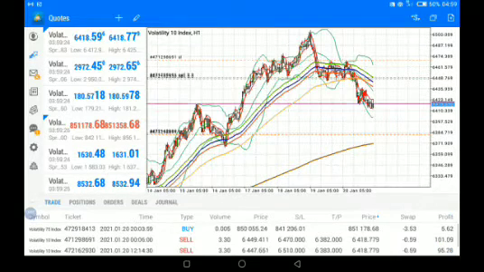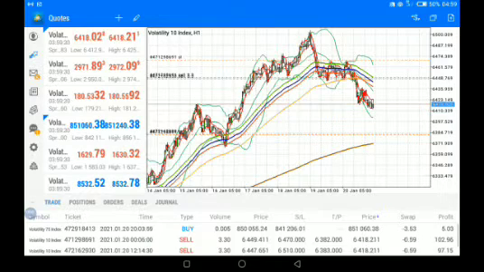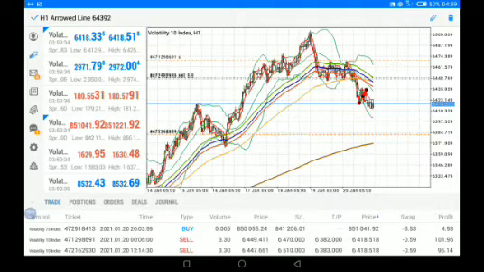So we could see what the chart did a couple of hours in, just like I speculated. We could see what price did.